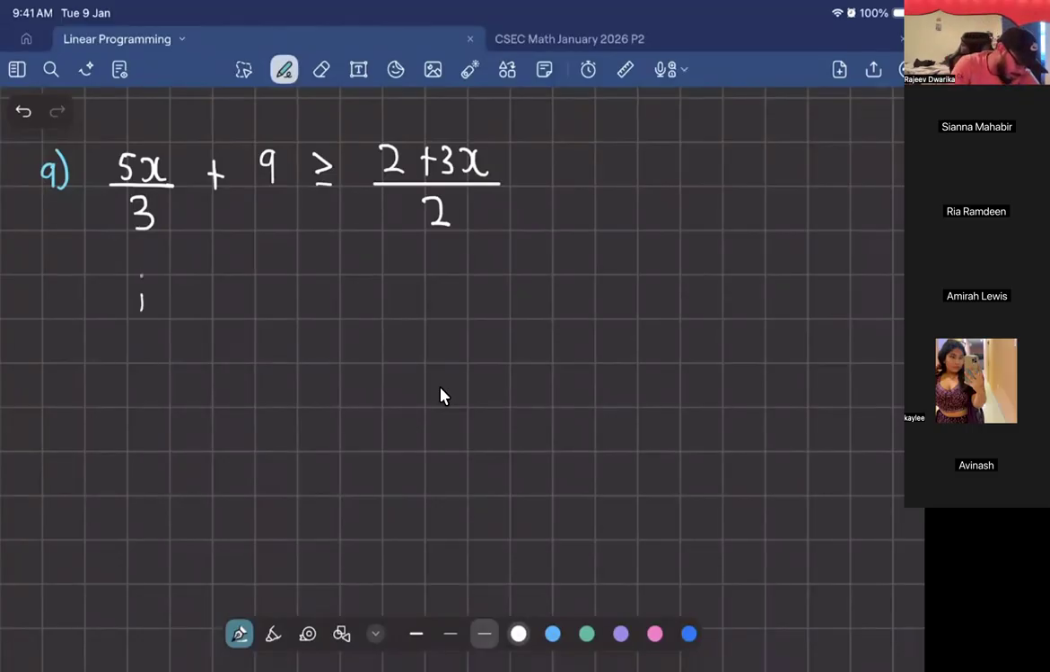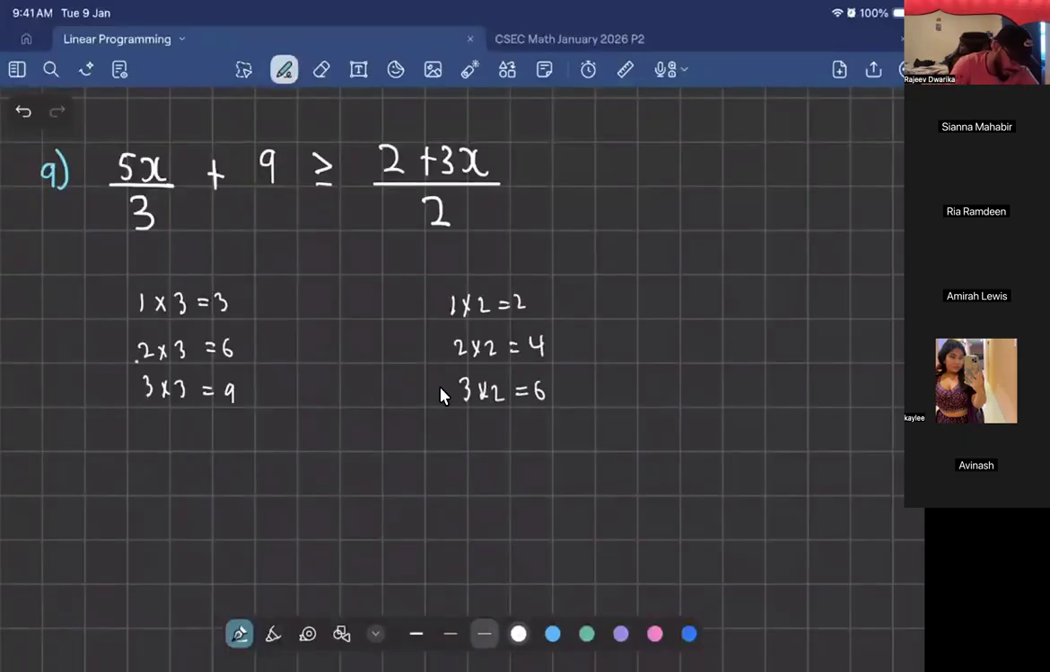So the multiples of 3 will be 1 by 3, that'll be 3, then 2 by 3, that'll be 6, then 3 by 3, that'll be 9. So basically, the multiples of 3 are your 3 times table. And for 2, it will be 1 by 2 is 2, 2 by 2 is 4, and then 3 by 2 is 6. So it'll be 6.